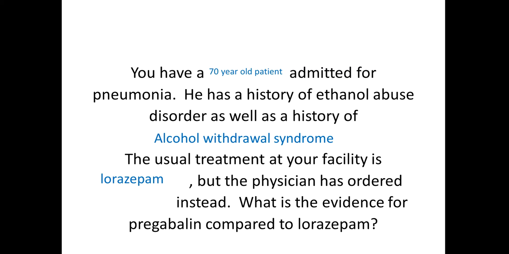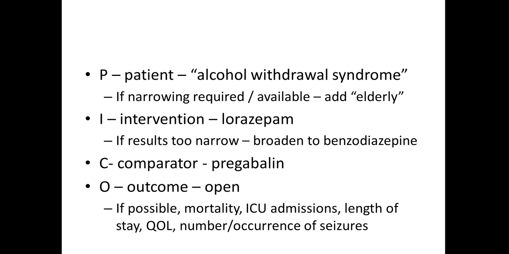We have the usual treatment of lorazepam, so that would be our intervention, and pregabalin would be the comparator, or probably the inverse. Pregabalin would be the intervention, and the comparator would be lorazepam because that's the usual treatment. So if we're thinking about what kind of search terms we're going to use in our literature search, for the patient, we would start with alcohol withdrawal syndrome.